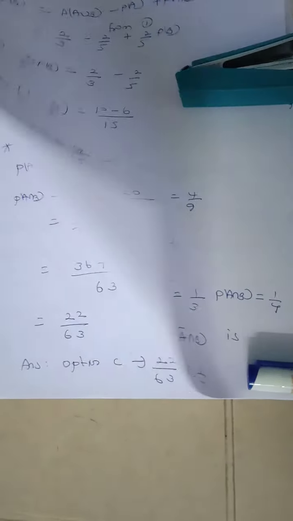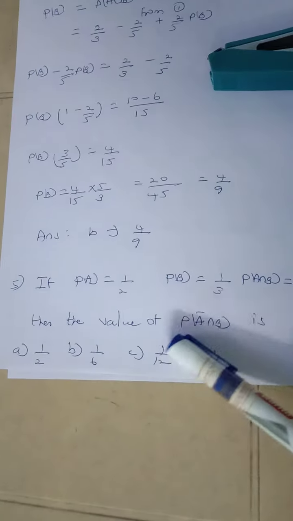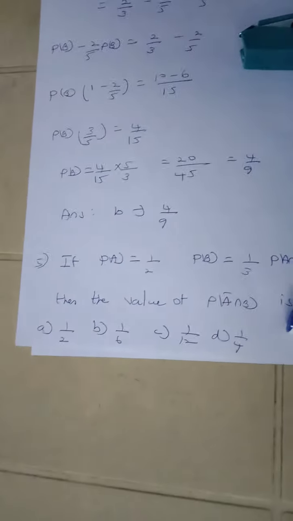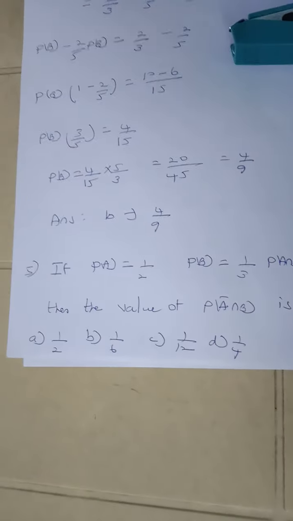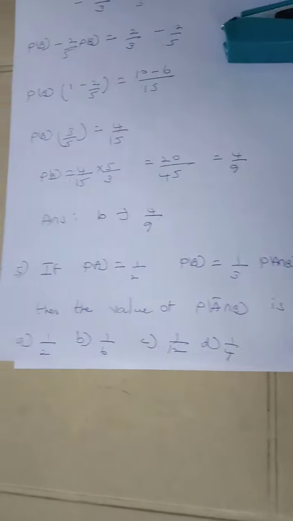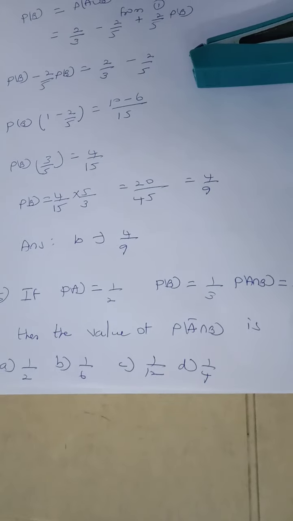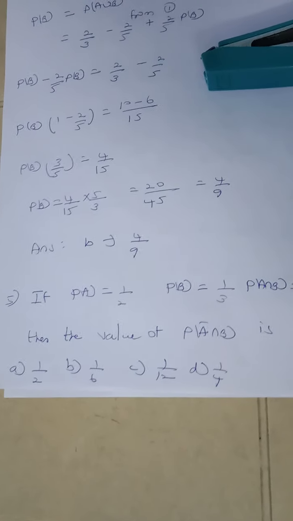Question number 5. If probability of A is equal to 1 by 2, probability of B is equal to 1 by 3, and probability of A intersection B is equal to 1 by 4, then the value of probability of A dash intersection B is equal to option A 1 by 2, option B 1 by 6, option C 1 by 12, option D 1 by 4.